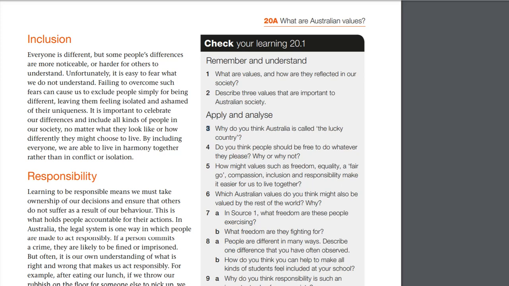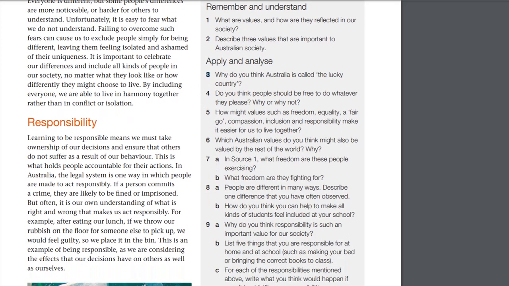So question 3, why do you think Australia is called the lucky country? Question 4, do you think people should be free to do whatever they please? Why or why not? Question 5, how might values such as freedom, equality, a fair go, compassion, inclusion, and responsibility make it easier for us to live together? Question 6, which Australian values do you think might also be valued by the rest of the world? Why do you think this?